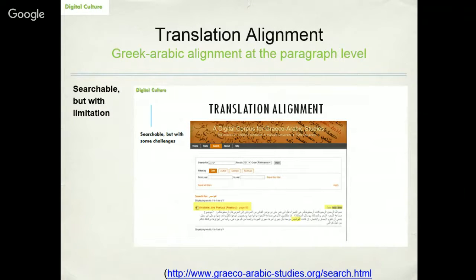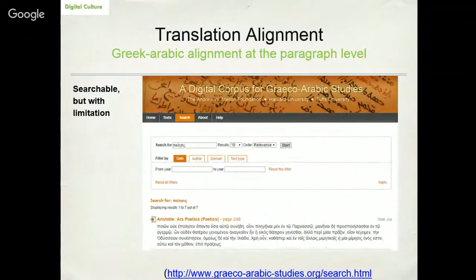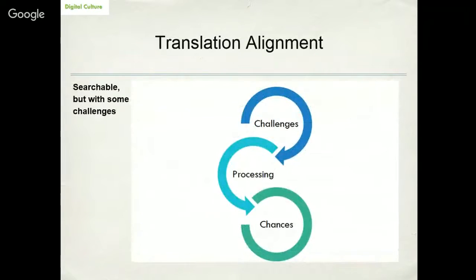I have searched here for the "fallacies", which is not an Arabic word, it's just a transliteration of poiesis, the Greek word. So anyhow, you can search here, but you cannot identify which word it refers to. Of course, since I know it, I searched for poiesis, so I came up with this. So now it's searchable, the digital age alignment, but with some challenges. But with some processing, these challenges are turned into chances.